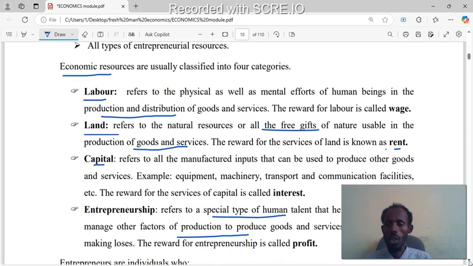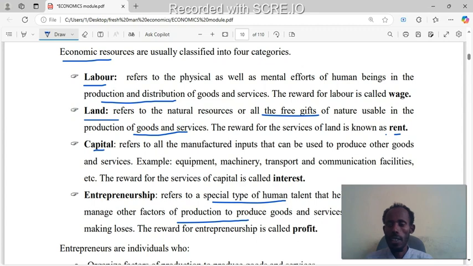Profit. So all these four are examples of economic resources. When we say economic resource, in other words, these are scarce resources. So labor, land, capital, and entrepreneurs are all scarce or economic resources.